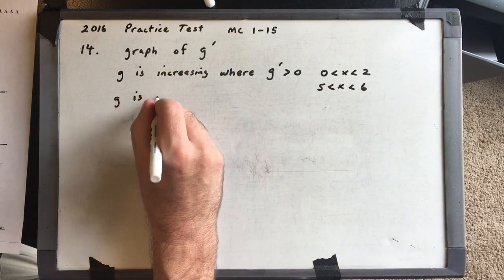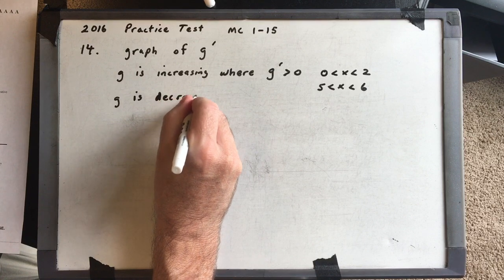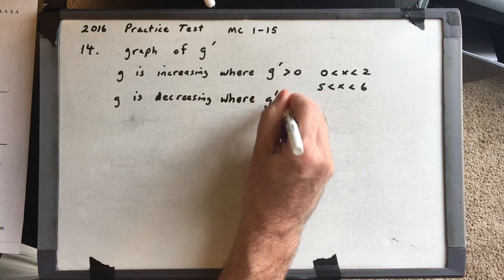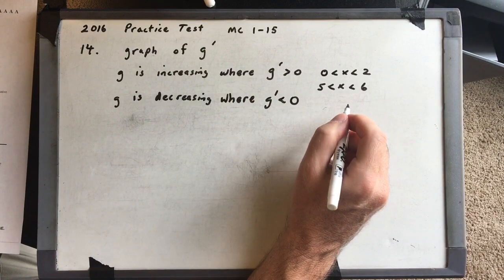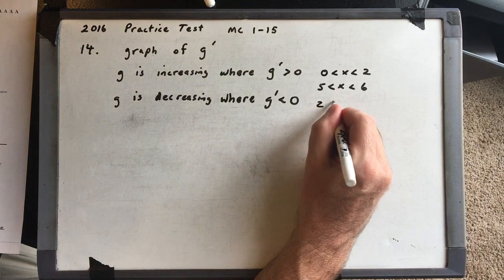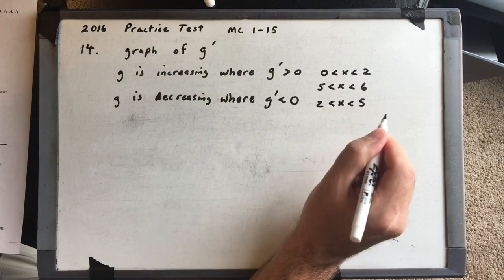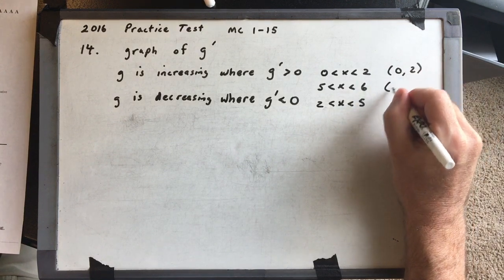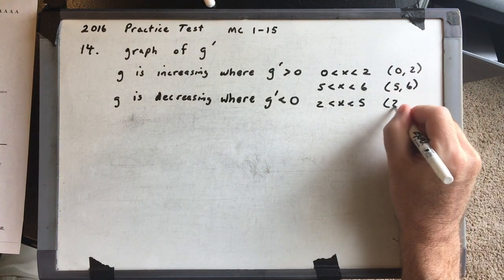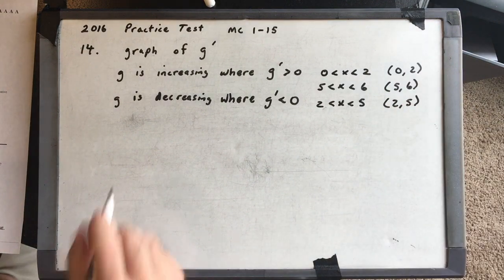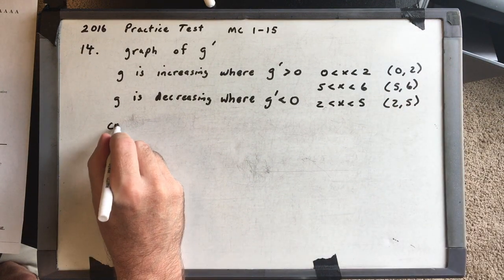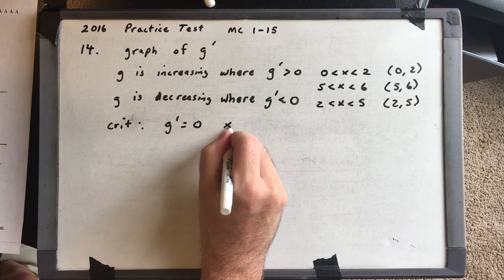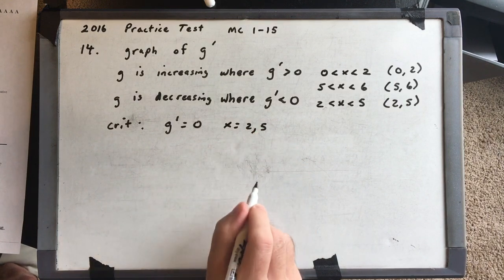G is decreasing where g prime is less than 0. Well, where's that? It's from 2 to 5. You could write them as intervals like this as well. Where do we have critical points? We have critical points where g prime is equal to 0. So that's at x equals 2 and x equals 5.